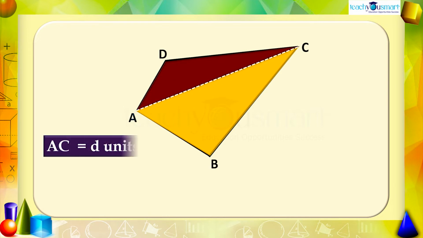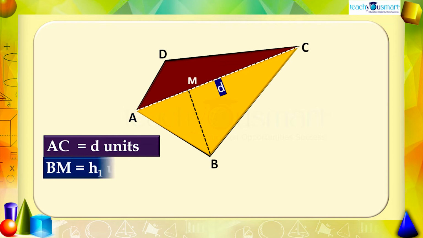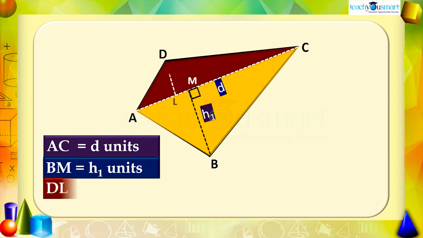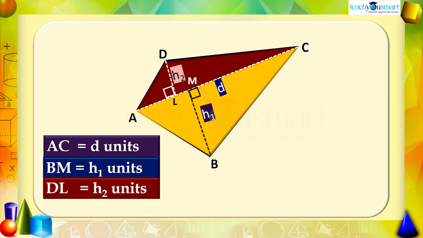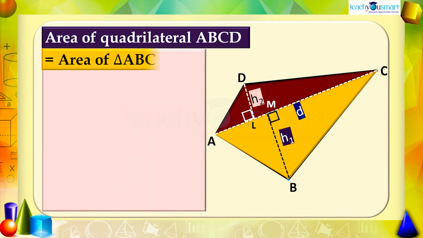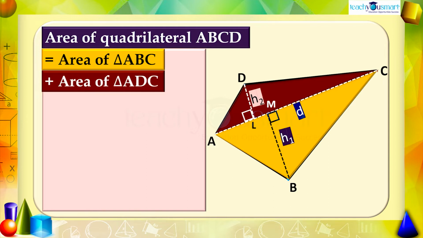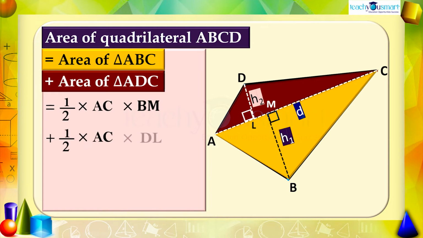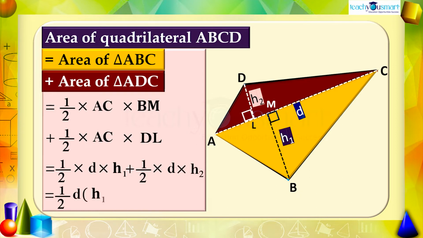If the length of the diagonal AC is D units, and the perpendiculars from the vertices B and D to AC are H1 and H2 units, then the area of quadrilateral ABCD equals area of triangle ABC plus area of triangle ADC. That is, half multiplied by AC multiplied by BM plus half multiplied by AC multiplied by DL, which is equal to half multiplied by D multiplied by H1 plus half multiplied by D multiplied by H2, equal to half D multiplied by (H1 plus H2).